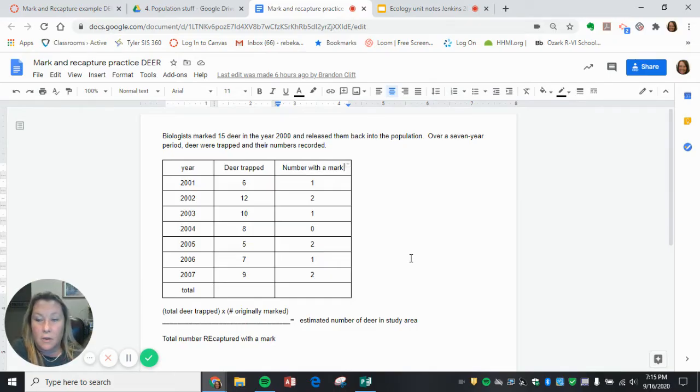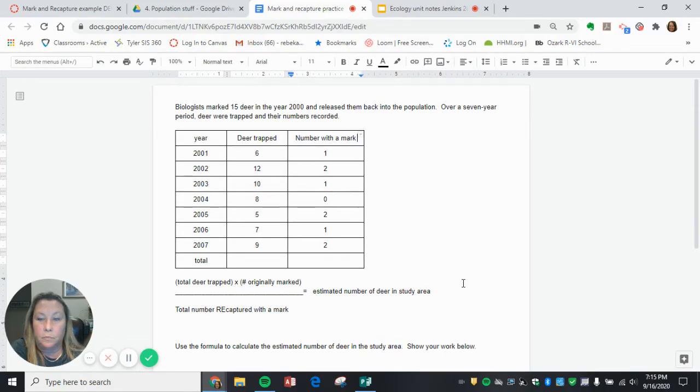So let me show you how that would work. The formula is the total deer trapped times the number originally marked, over the total number recaptured with a mark. In this example, you would first total up the deer trapped, and this number happens to be 57. The number with a mark happens to be 9. So let's say I total this up and I got 57, and I total this up and I get 9.